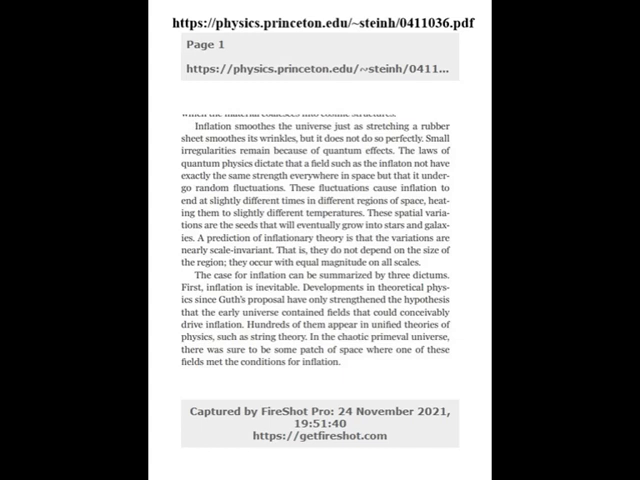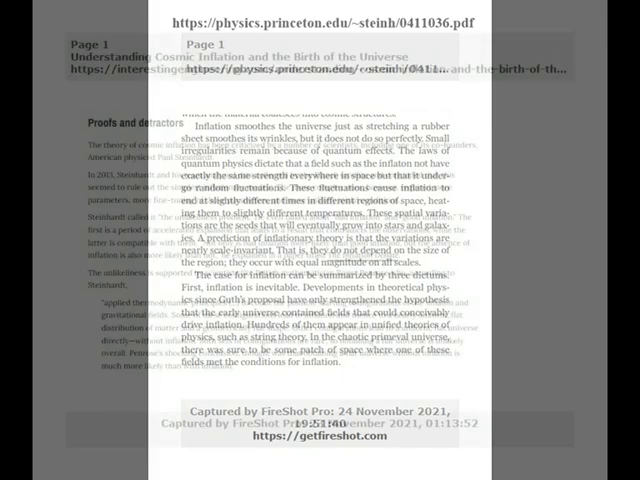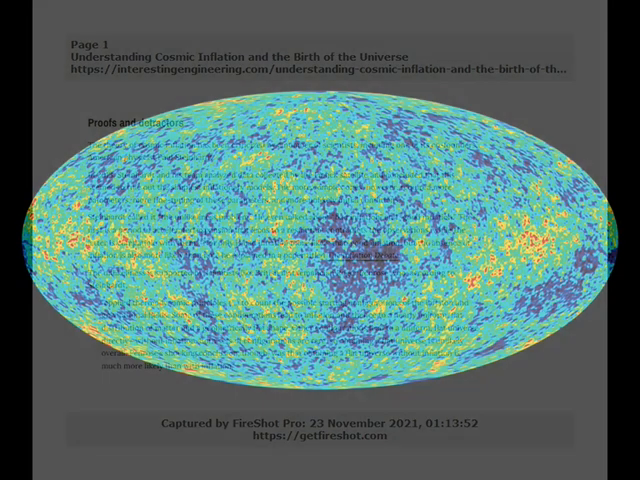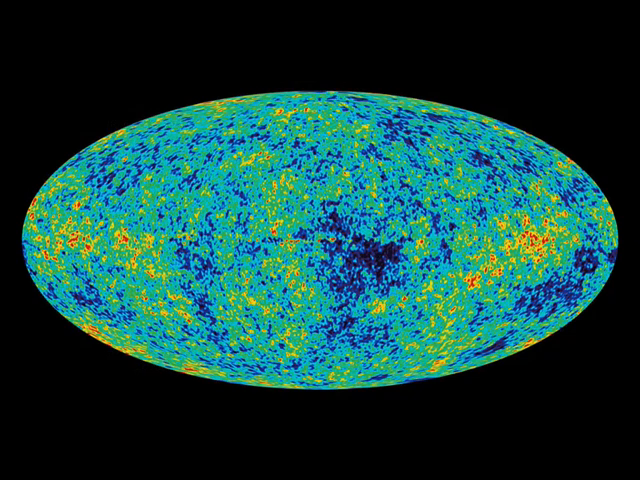A prediction of inflationary theory is that the variations are nearly scale invariant. That is, they do not depend on the size of the region. They occur with equal magnitude on all scales, and observations confirmed that the spatial variations in energy in the early universe were nearly scale invariant. The theory of cosmic inflation has been criticized by a number of scientists, including one of its co-founders, American physicist Paul Steinhardt.